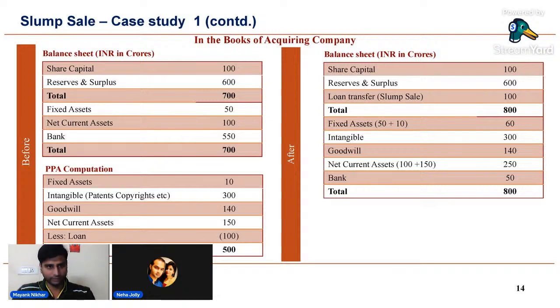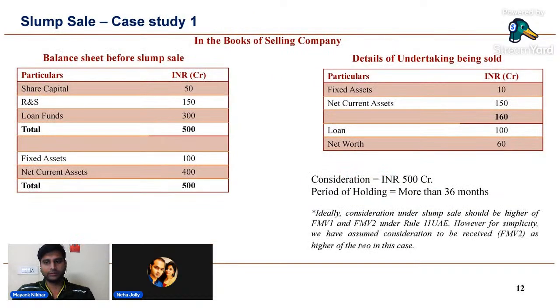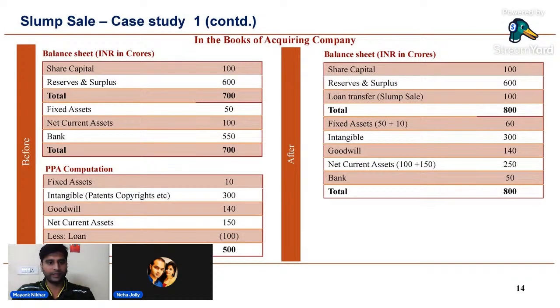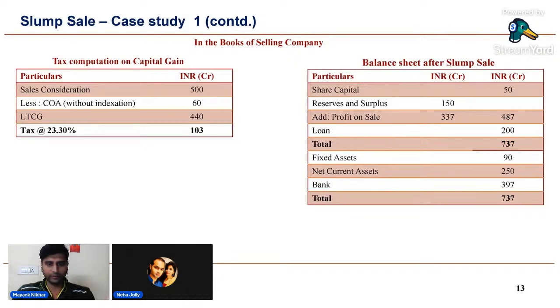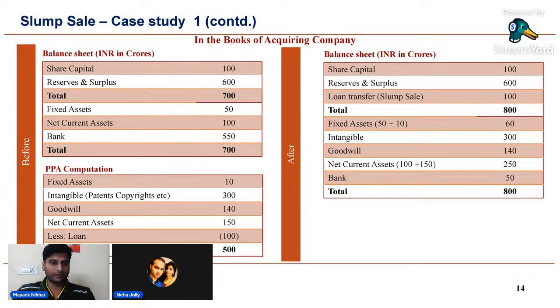So this was the balance sheet. The balance sheet total 700, and what we paid was 500 crores. We got 10 crores of fixed assets, and we got 150 net current assets, and we also took over loan of 100. So this is what it was here: 10, 150, and 100. Now, we have paid 500. So the long-term capital gain that you were seeing over here for 440, assuming everything in the books is equal to the fair market value, we have paid 440 extra.